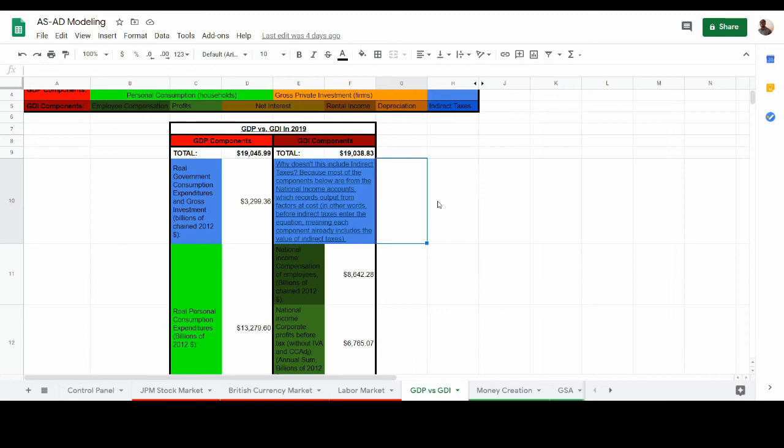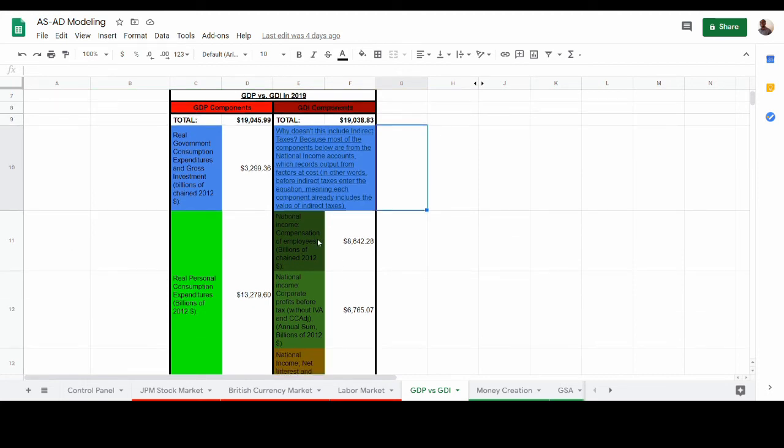So we do not include indirect taxes here because indirect taxes are already built into these other components. That might be a little bit more on the advanced side. For everybody else who's not trying to dig into the depths of how national income accounting works in the US, all you need to understand is that for our intents and purposes, we would look at all these components aside from indirect taxes in GDI, and this should be comparable to the GDP components, and you'll see in a second that it is.